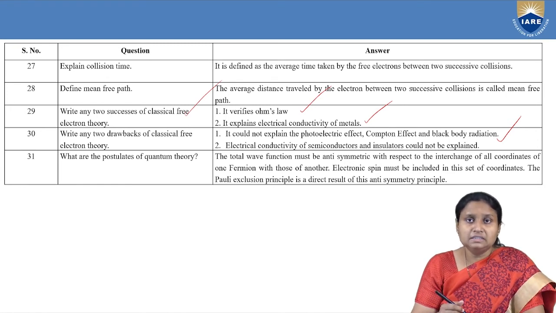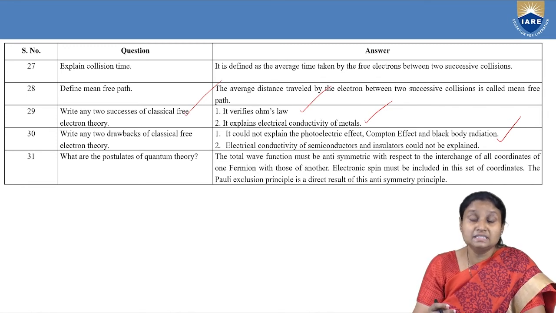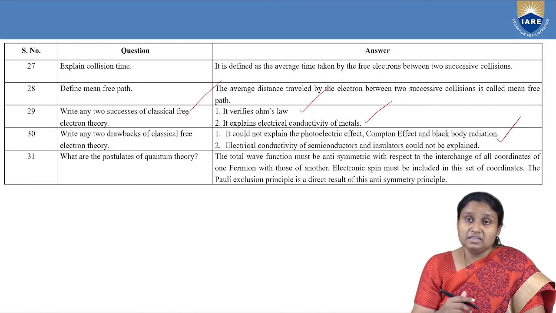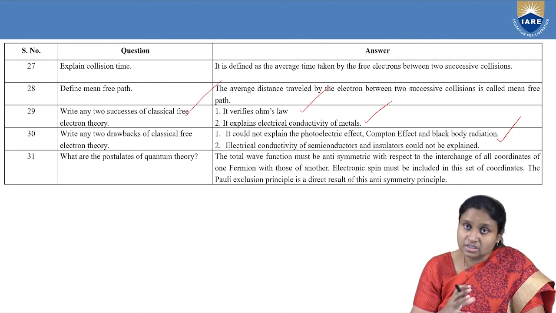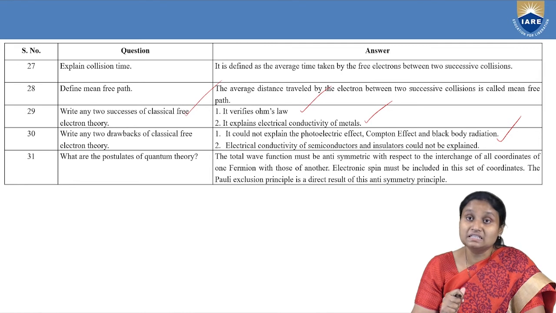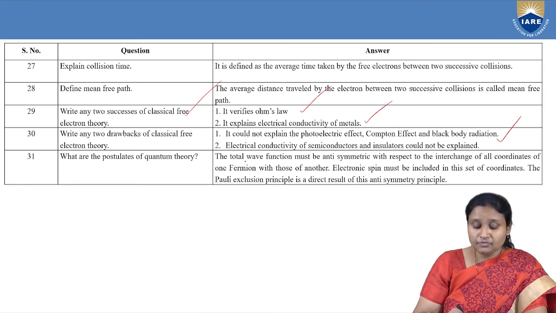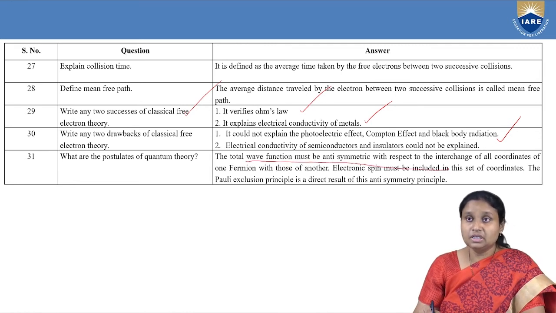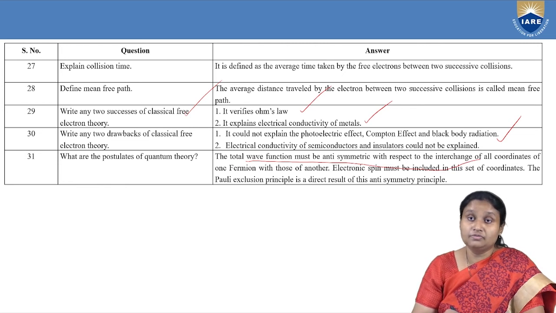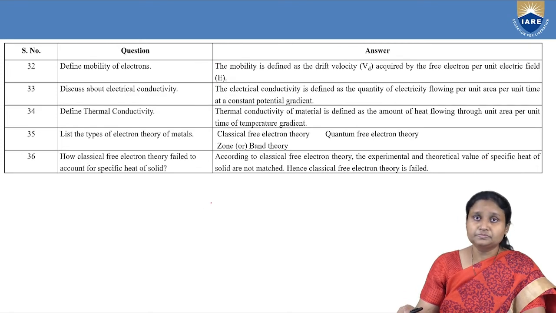Then after classical theory, we have quantum theory. When we talk about quantum theory, we talk completely about quantization of energy, where we say that all energies are not possible, only certain particular values of energies are possible, which are called discrete energy levels. Here we talk in terms of fermions and bosons, and we also talk about Pauli's exclusion principle.